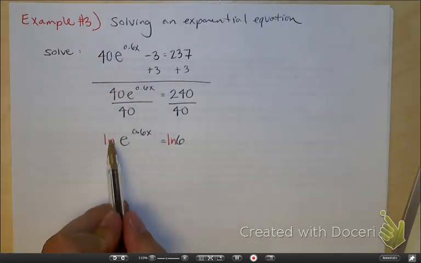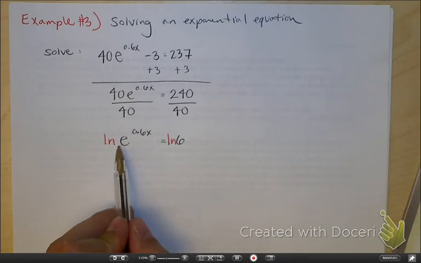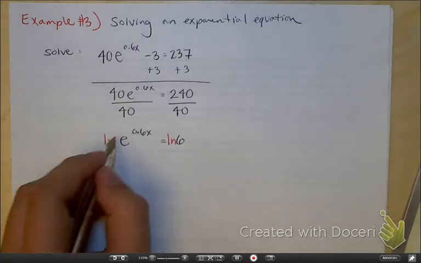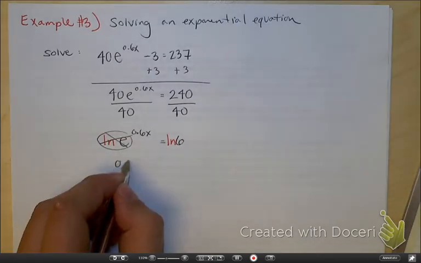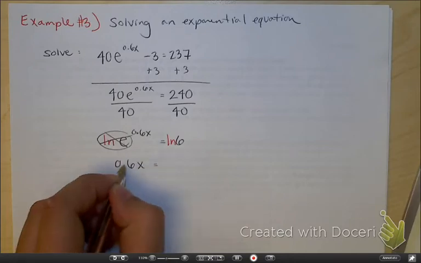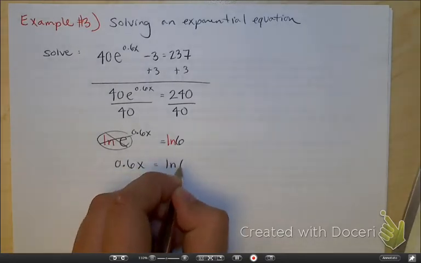And look here, I have the natural log of e. So log base e of e, remember, this is not correct mathematically, but we can think of those like they cancel. So log base e of e cancels, and I'm left with 0.6x equals the natural log of 6.